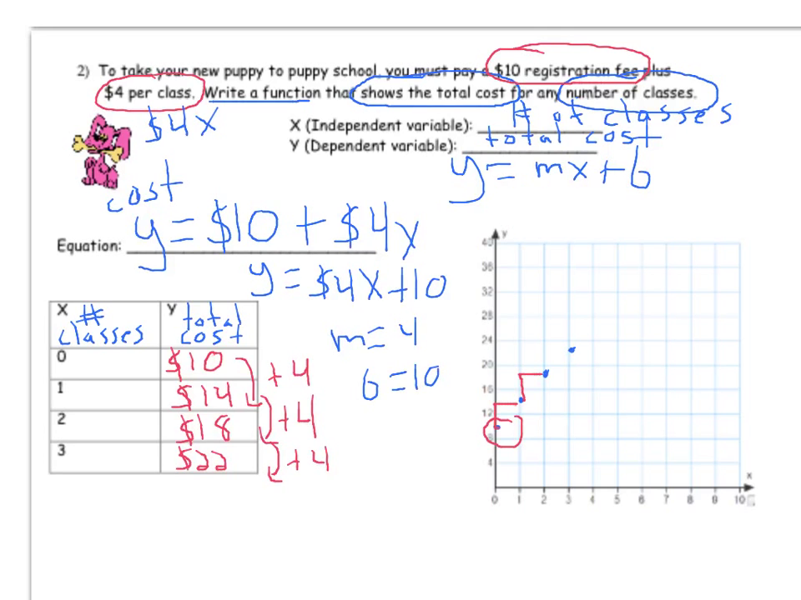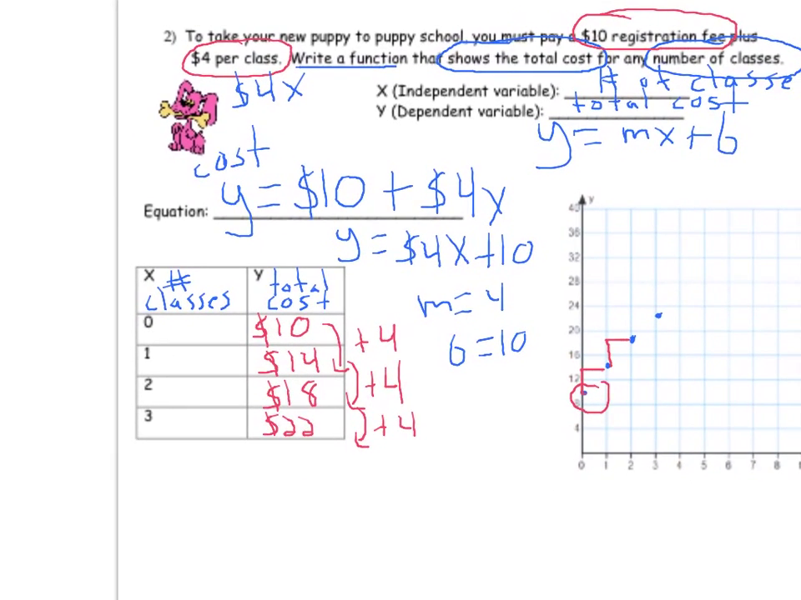We also can take a look at that in the table as well. If we find our change in y over our change in x, we're going to see that our change in y was plus 4 all the way down. Our change in x, if we look, is plus 1 all the way down. Our change in y was 4, our change in x was 1, our slope was 4. So again, we can see the relationship of the slope occurring in the equation, the table, and the graph.